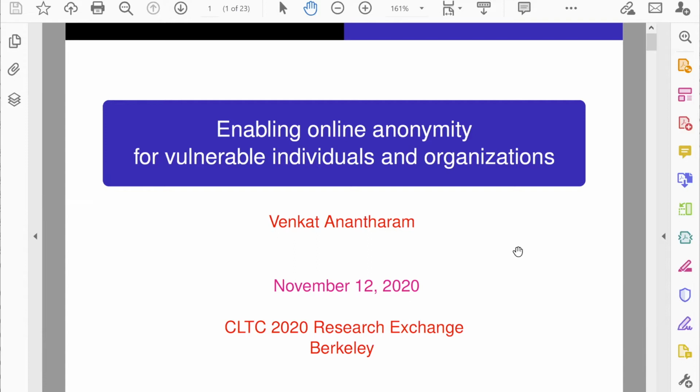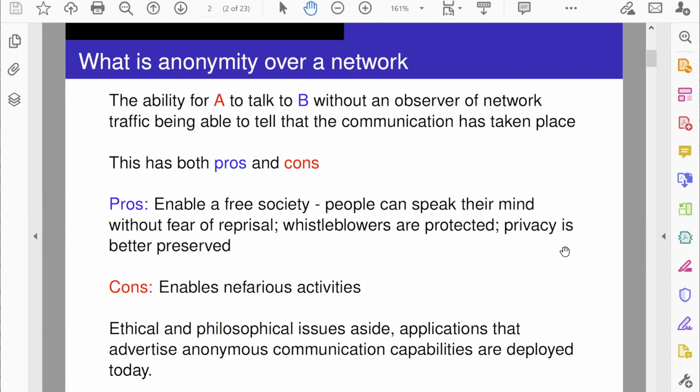So what is anonymity? People are used to various notions of security like integrity, confidentiality, privacy, and so on. But there's another goal that one might have in being secure over a network, which is perhaps to be able to deny that you've actually carried out a communication, or to be able to carry out a communication without people knowing that it's taking place. So it's basically the ability for a person A to talk to another person B without an observer of the network traffic being able to tell that the communication has taken place.